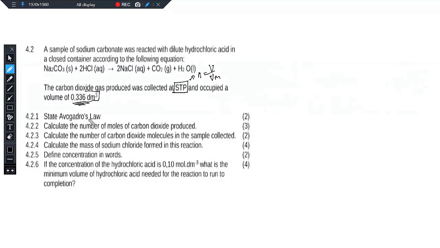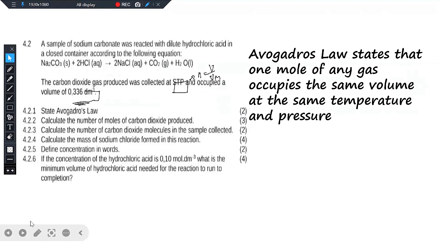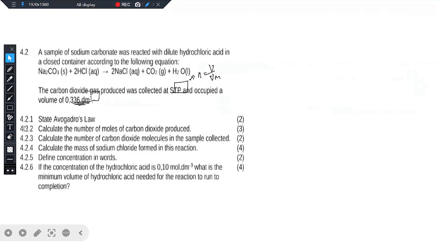4.2.1 says state Avogadro's law. What is Avogadro's law? So quickly on that one, we say Avogadro's law states that 1 mole of any gas occupies the same volume at the same temperature and pressure, right? So note that that's how we define it. So make sure that if you were not aware of it, you quickly note it down. Okay, so now let's go to 4.2.2.